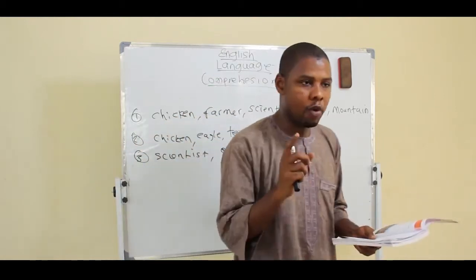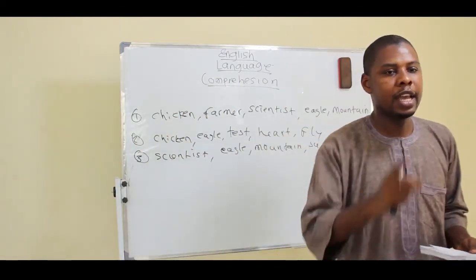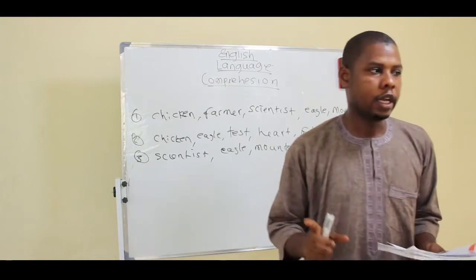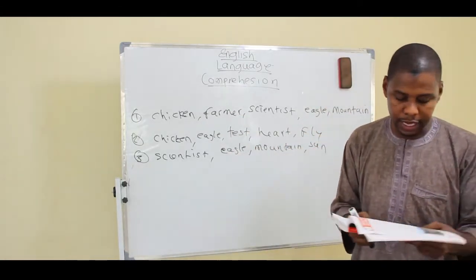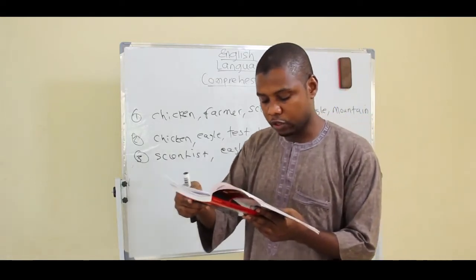So that was the clue in the passage that tells us that the eagle is not a chicken. So in this case, you need to go back to the passage to ascertain that. So we go to the next one.